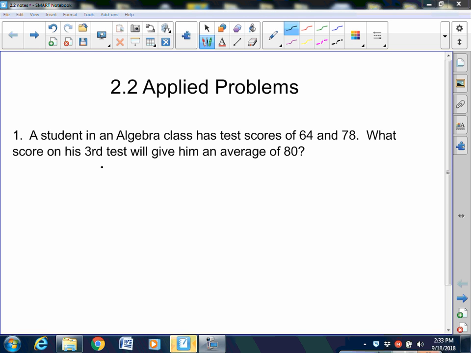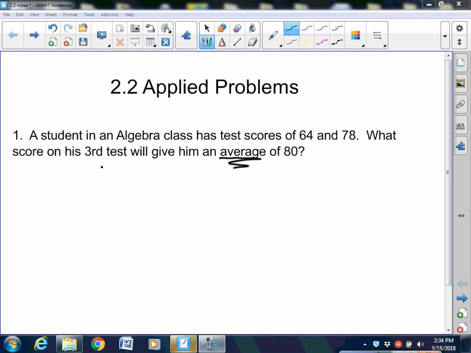They're not doing well, 64 and 78. What score does this person need on the third test that will give them an average of an 80? So you have to have a little bit of sense on how to find the average of three scores, right? So how do you find the average of three scores? You add up the three scores and you divide by 3.